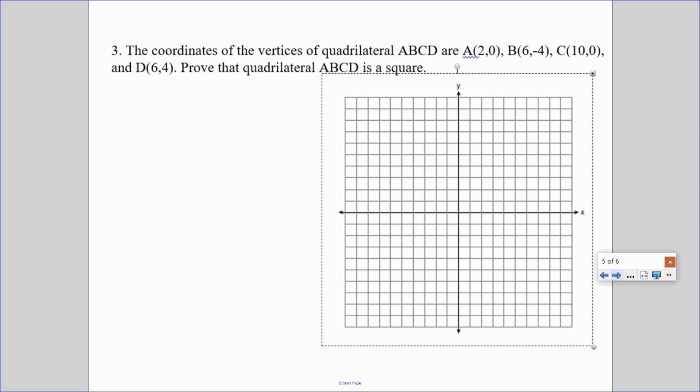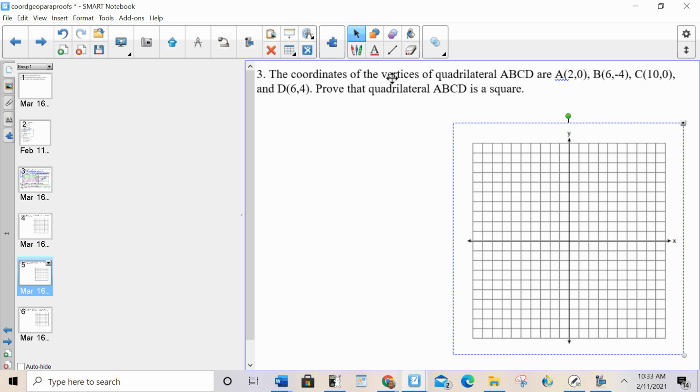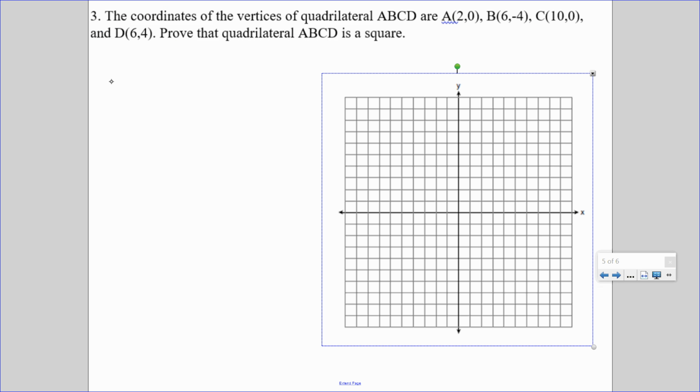I'm going to skip 2. We're going to do 3. Let's start by plotting the points. A is 2, 0. B is 6, -4. C is 10, 0. D is 6, 4.